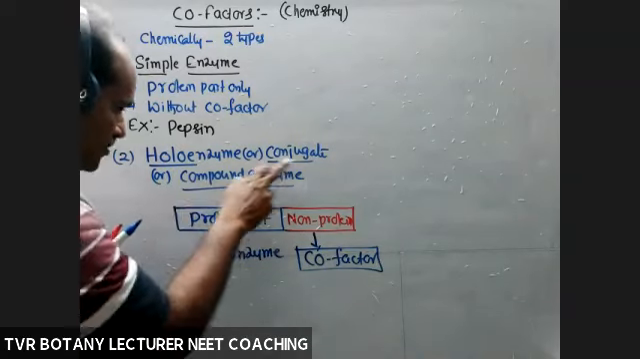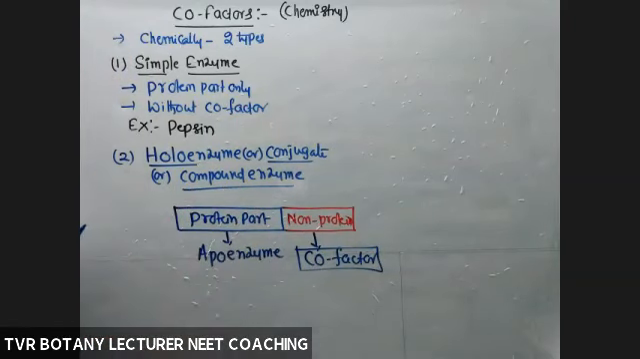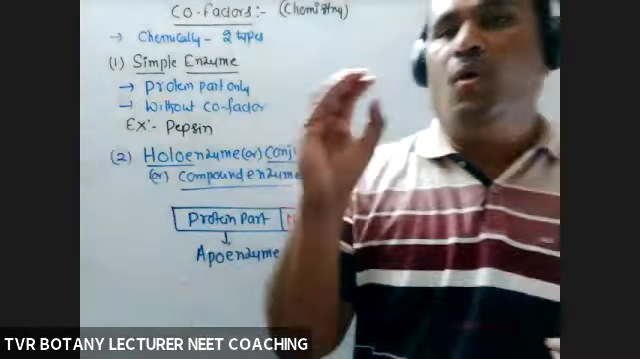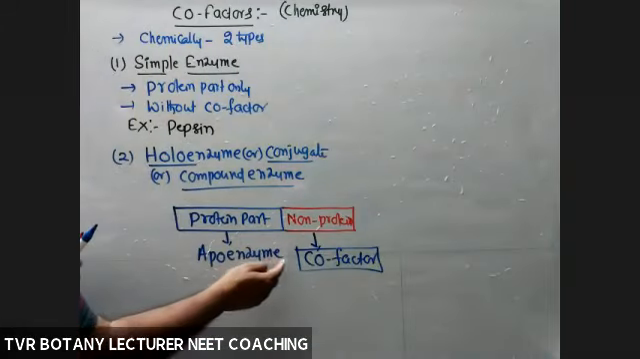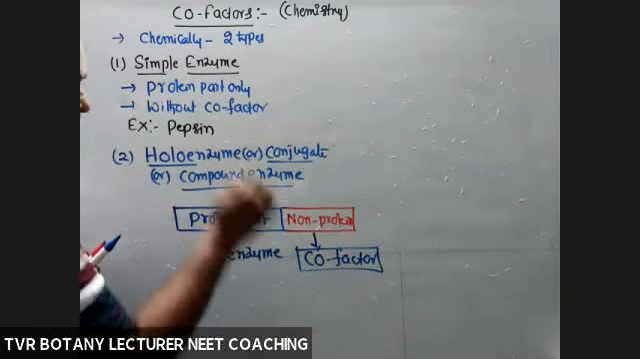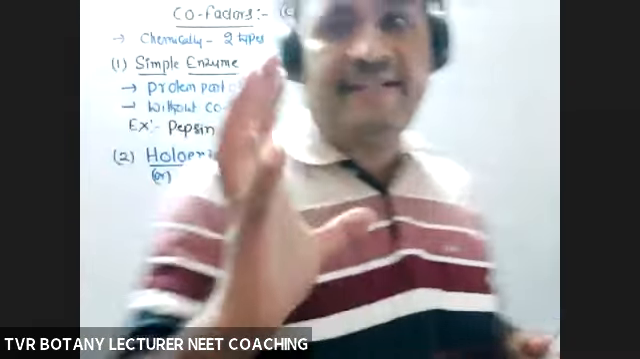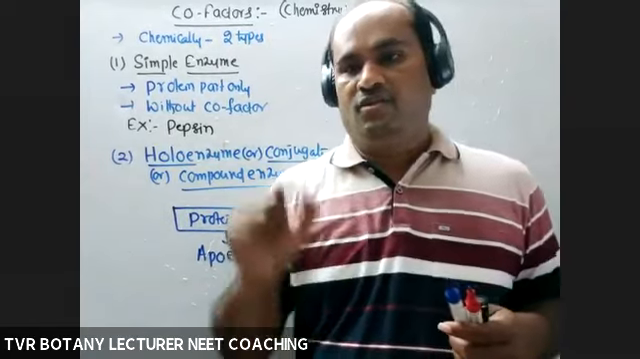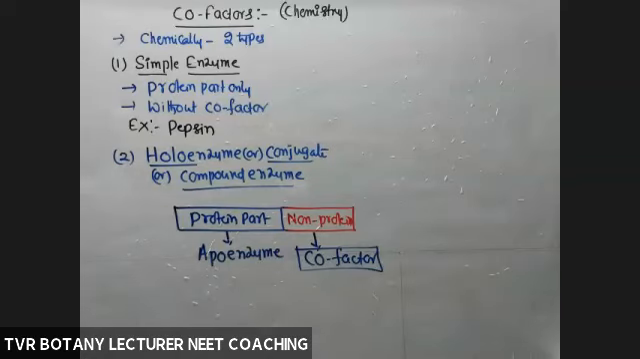What is a holoenzyme, conjugate or compound enzyme? Compound means more than one. Protein part, non-protein part. Protein part, apoenzyme. Non-protein part, cofactor. Now, what is the role of the cofactor? Most of the enzymes are holoenzymes, compound enzymes, conjugate enzymes. For the catalytic activity of the apoenzyme, a cofactor is required. The cofactor is able to regulate the catalytic activity of the apoenzyme, so the catalytic activity depends on its association with a cofactor.